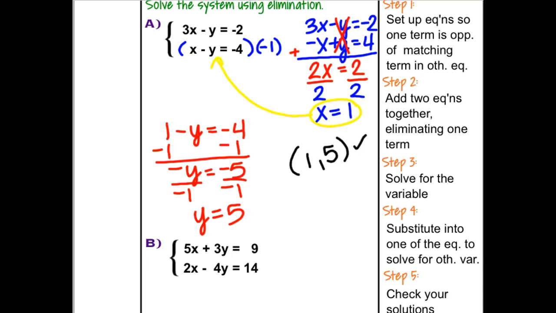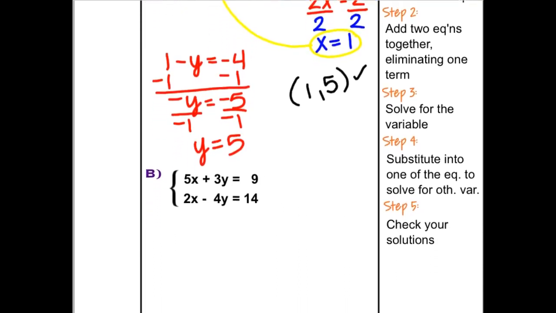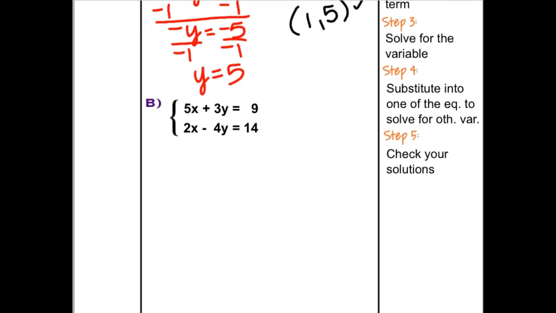Can we have a negative variable? You can have a negative variable, just not for your answer. You can't leave it as -y equals -5 because that's the opposite of y, and we want to know what y is, because we don't graph -y, we graph only positive. Good question.